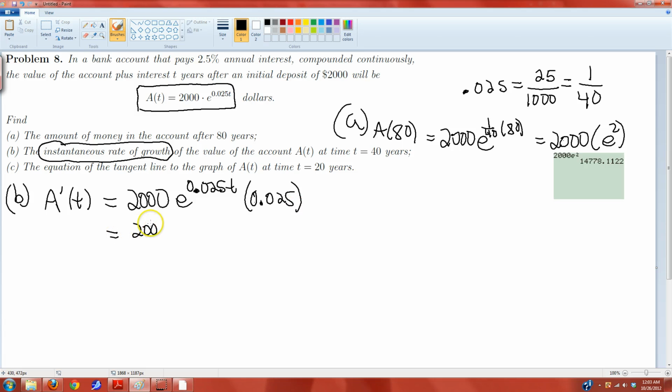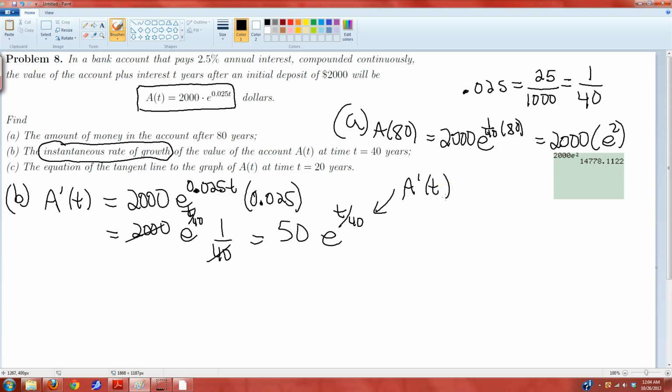And let's simplify that. We have this 2,000, and once again this is e to the 1 over 40 times t. Let's call it t over 40. And then this is once again 1 over 40, and that 40 can turn this 2,000 into 50. So 50 e to the t over 40 is the derivative. That's A prime of t.